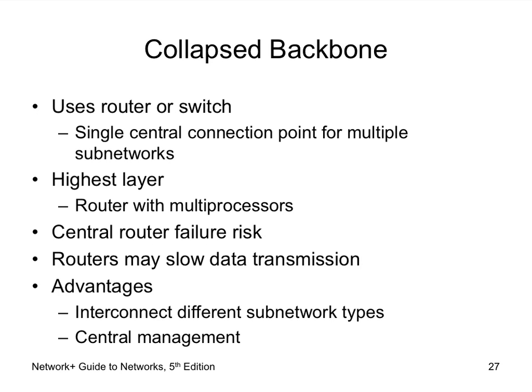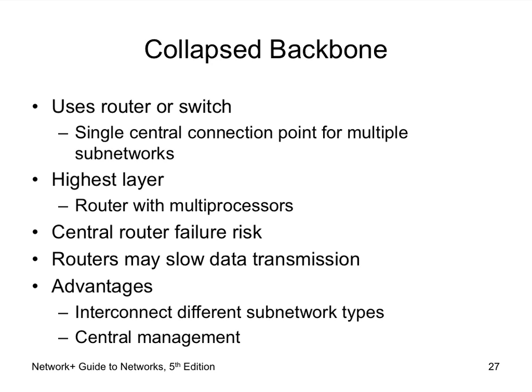A collapsed backbone is basically using a router or switch as a single central connection point for multiple subnetworks. In this type of example of a collapsed backbone, the central router is a single point of failure, because you only have one router that connects everything, basically, in that building. And so if that router is loaded with data, it can be very slow in transmission because it's a single point of not only failure, but it's a single point of entry and exit in that building as well.